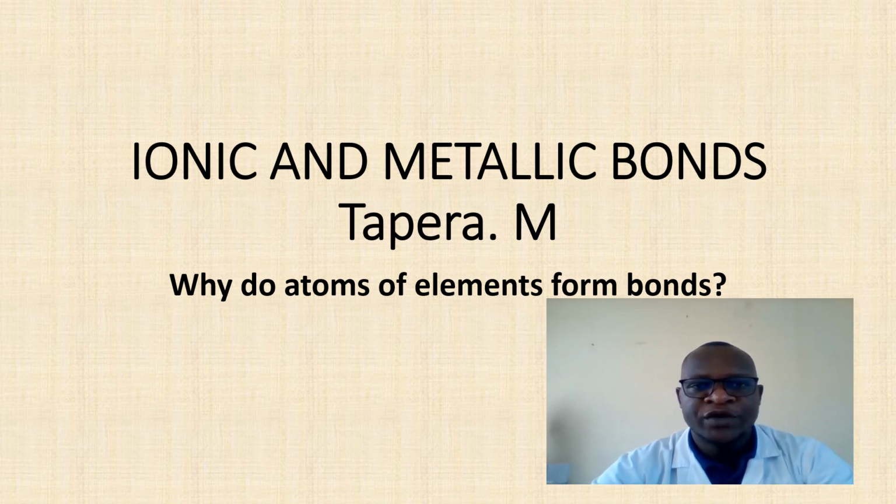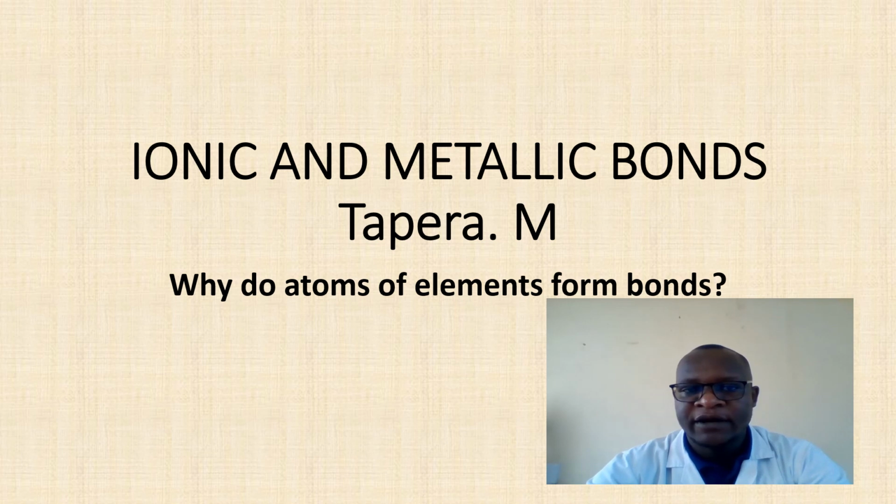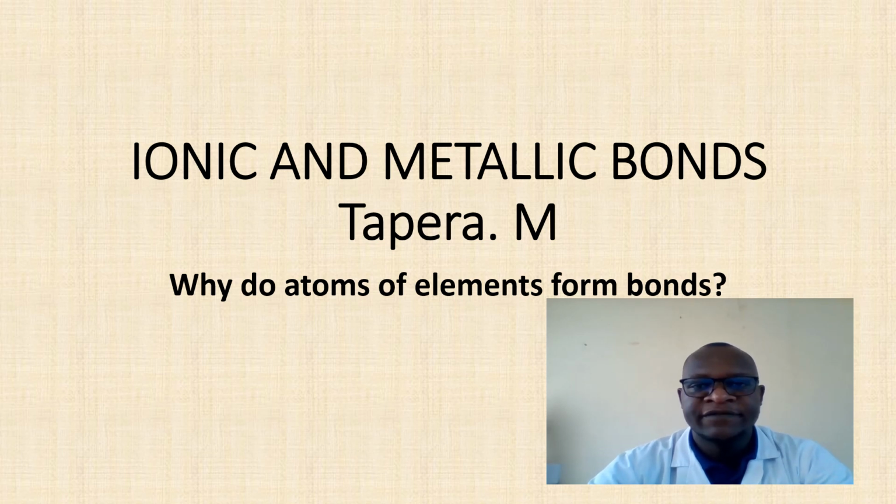Hello everybody, we are going to discuss ionic and metallic bonding. This is part of our unit 12, and we are going to discuss the different types of bonds. We'll start by discussing ionic bonding. The title of this lesson is centered on why do atoms of elements form bonds? Why do atoms of different elements form chemical bonds?